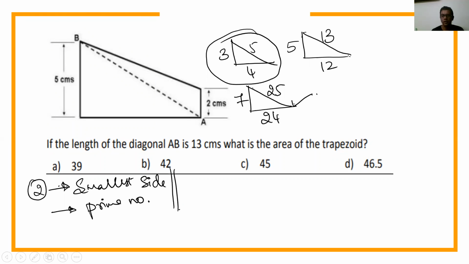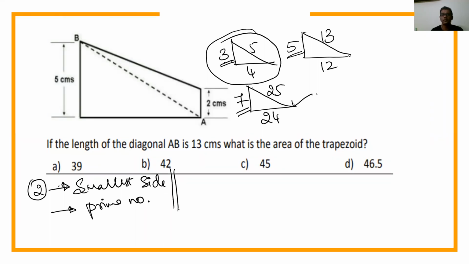Okay? All of you clear till here? You need two things. One is you need the smallest side of the triangle. And second is you need that smallest side to be a prime number. Now, here the smallest side is 3 and 3 is a prime number. Smallest side is 5. 5 is a prime number. Smallest side is 7. 7 is a prime number.